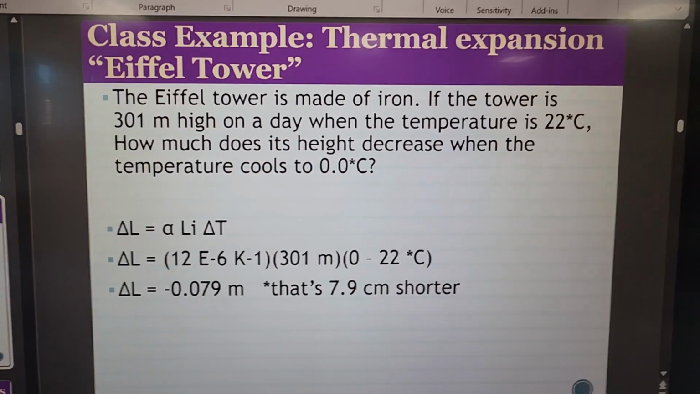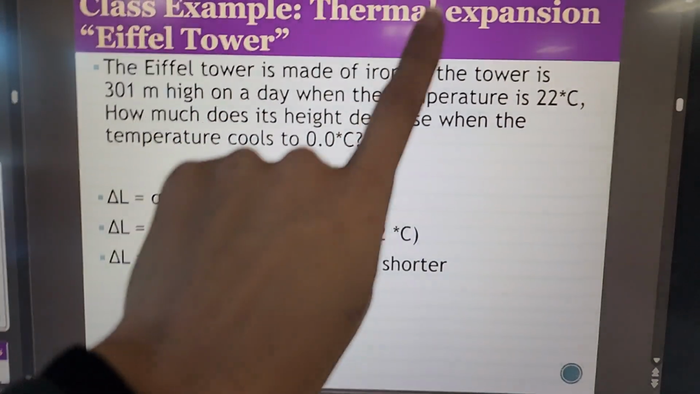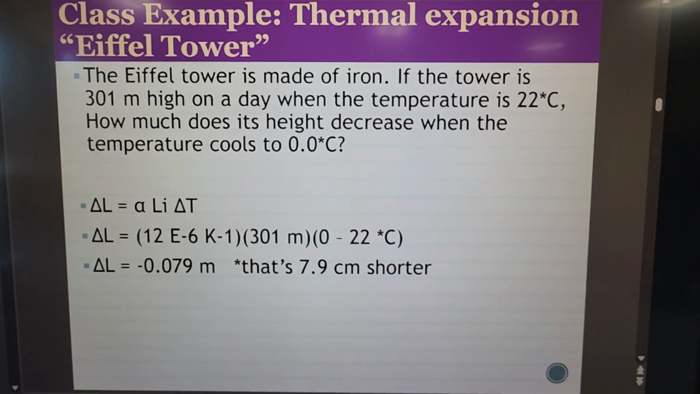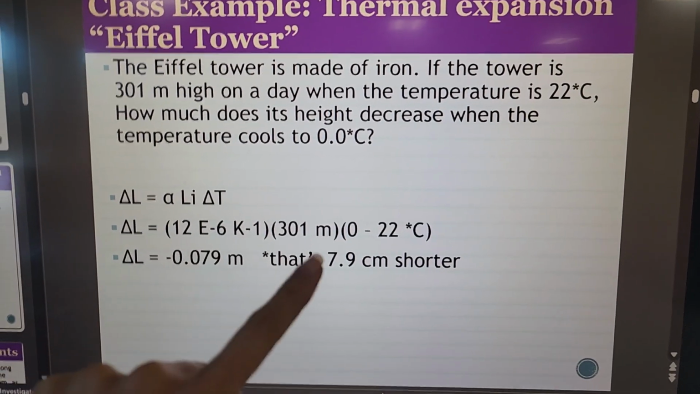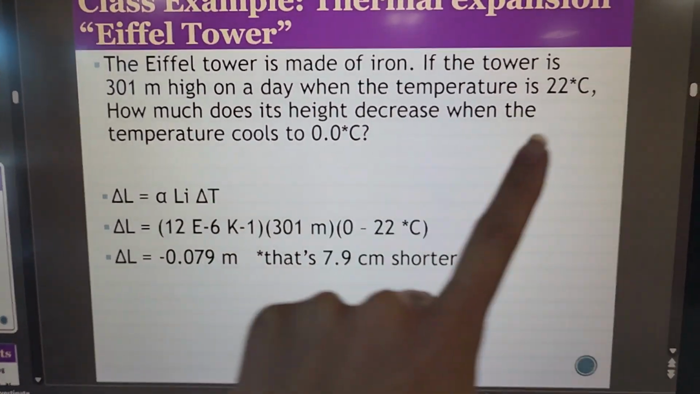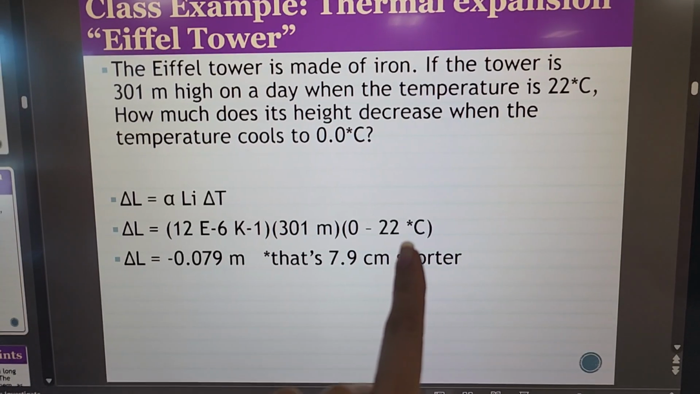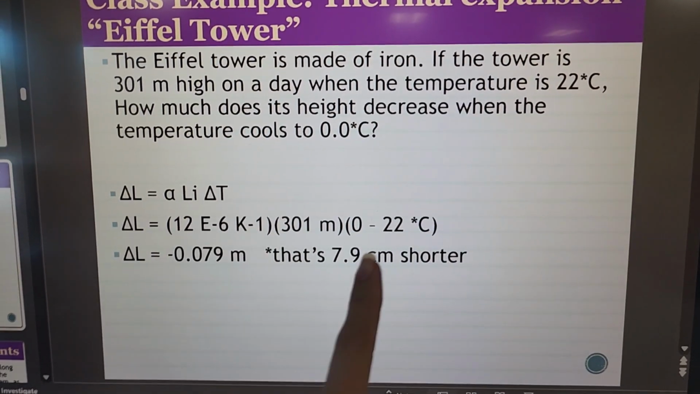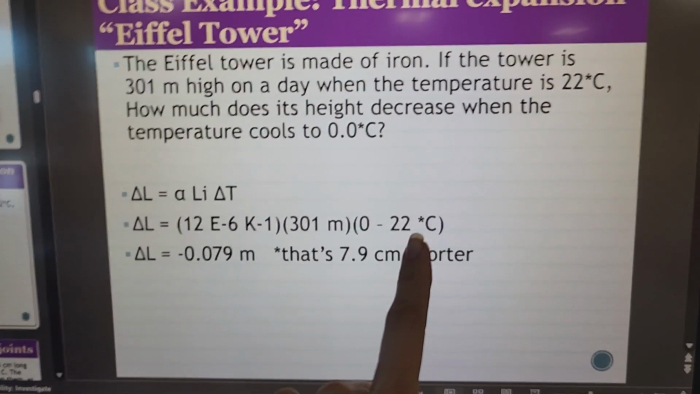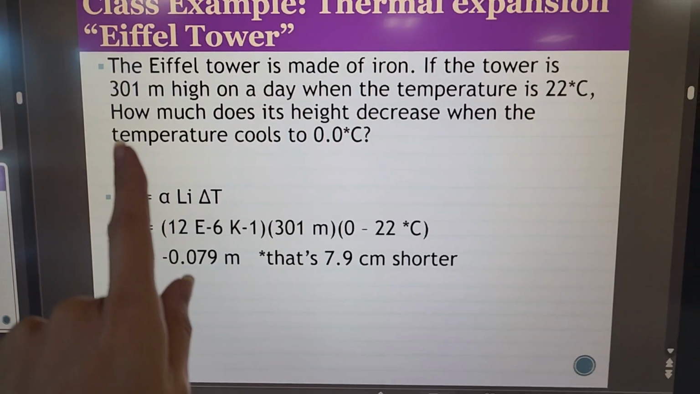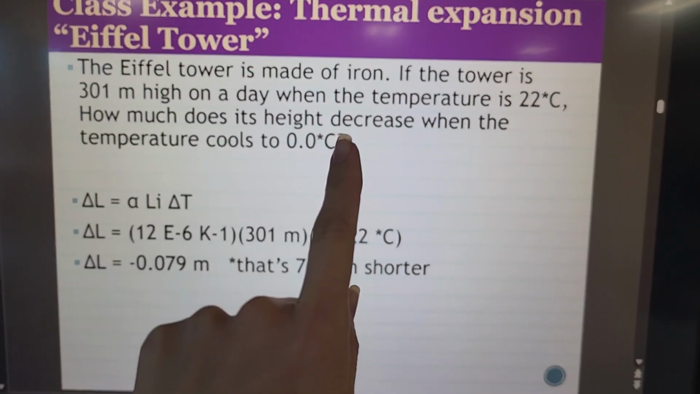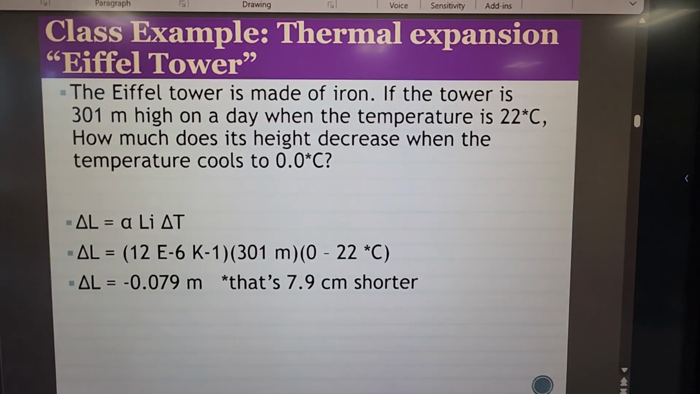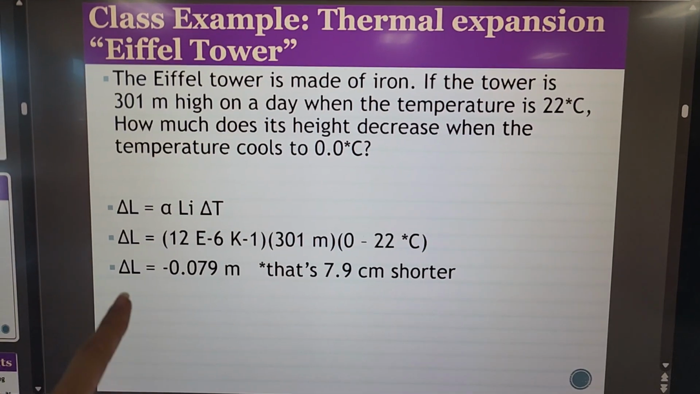This first example is on the Eiffel Tower. It's made of iron. So the tower is 301 meters high. That's going to be the initial length. And that is when the temperature is 22 Celsius. Remember that the change in temperature is the final temperature minus the initial temperature. And the question asks, how much does the height decrease when the temperature cools to 0 Celsius? So we are looking for this change in length.